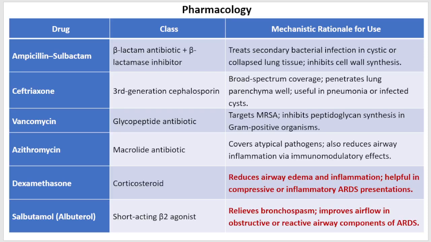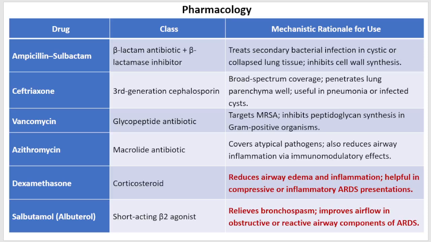Moving to anti-inflammatory and airway support, dexamethasone. Dexamethasone, a corticosteroid, is given at 0.25 to 0.5 mg per kg every 6 hours IV or orally. It reduces airway edema and is particularly helpful in compressive lesions or stridor.